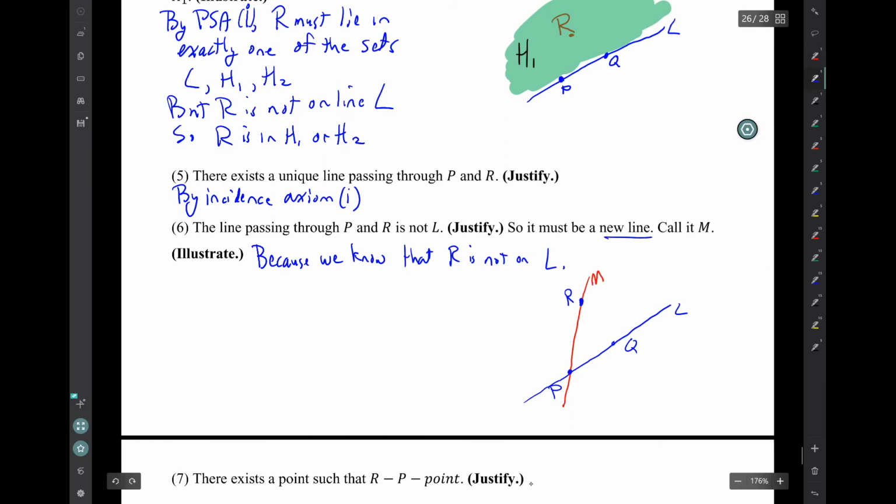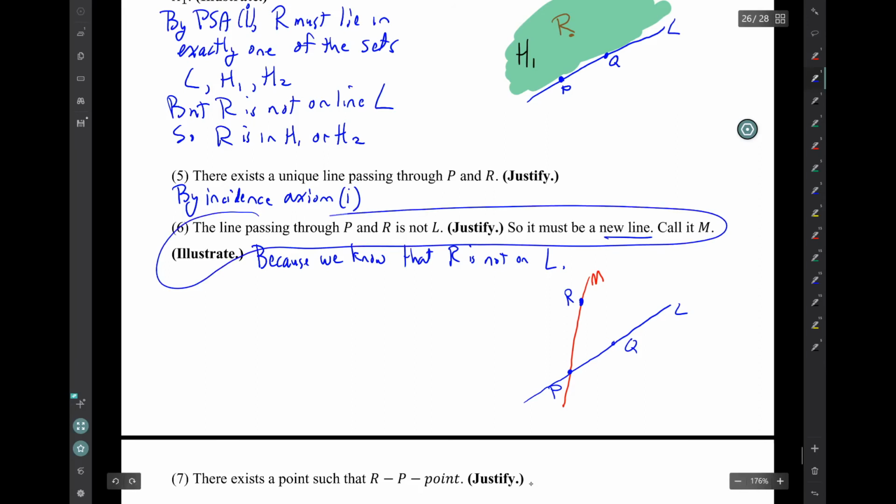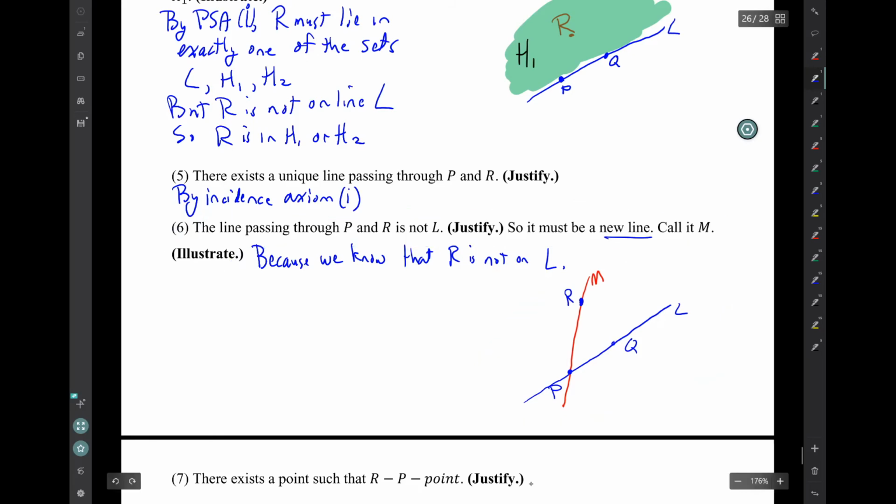So there's my illustration of this new statement. Notice that I have not shown the half-plane because I'm not interested in the half-plane in this statement. This statement doesn't mention the half-plane. This statement only mentions points P and R and line L and the new line M. So I've drawn my illustration in a way that highlights that new object, that new line M. Let's go on.